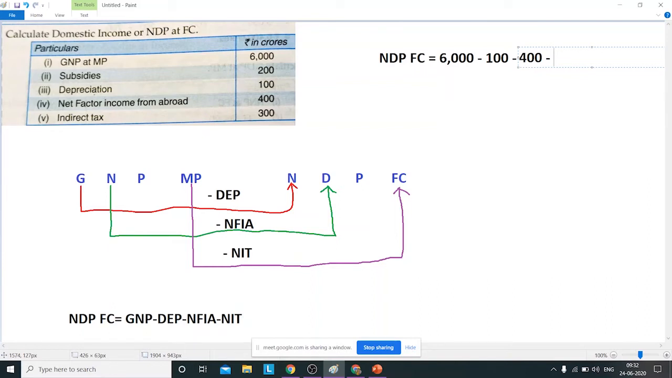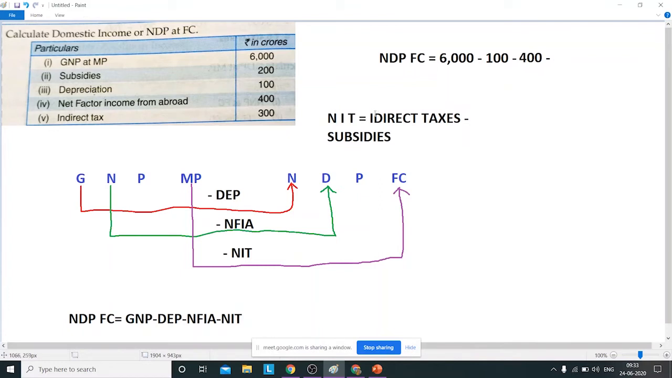No, it is indirect tax, right? So the formula for finding out net indirect taxes is, here I will write. So NIT or net indirect taxes. Anyone know it? What is net indirect taxes? Neha, you have any idea how to find out net indirect taxes? Yes, very good. Indirect taxes minus subsidies, right? So this way you have to find out net indirect taxes. That is indirect taxes minus subsidies.